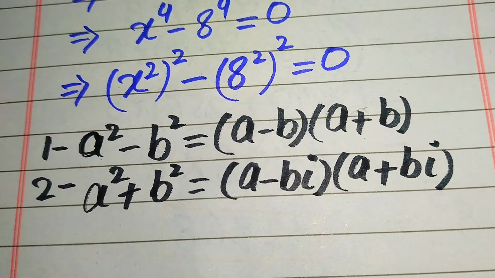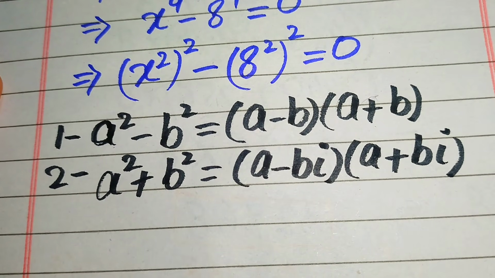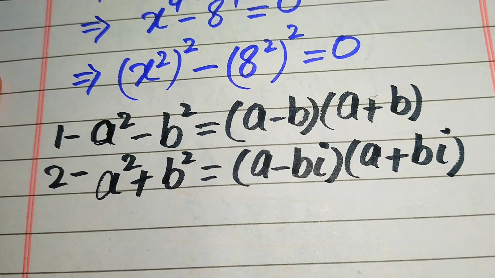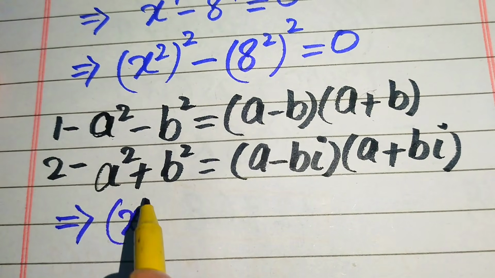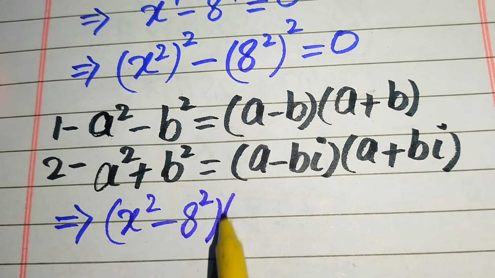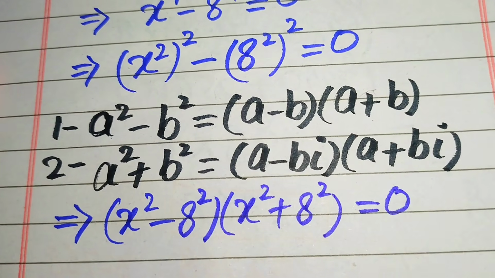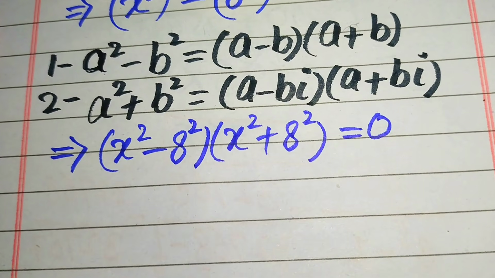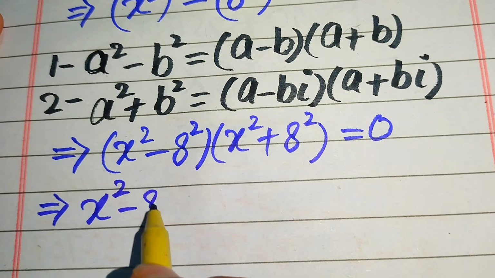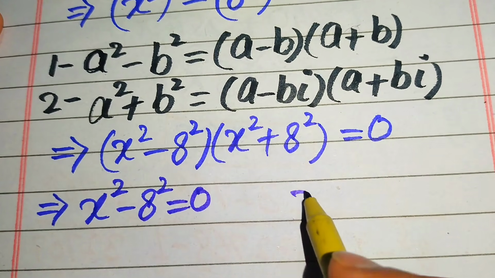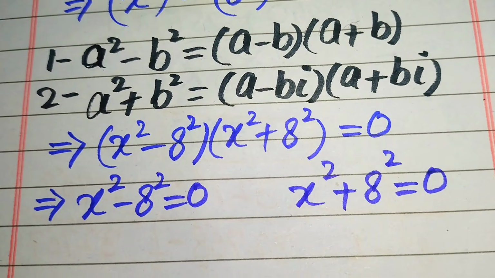So here we need these two formulas to expand the above equation, so we first apply the first formula to the left hand side, and this will be written as x squared minus 8 squared times x squared plus 8 squared, and this whole equation is equal to 0. And further in the next step we divide this equation into two cases. The first case is x squared minus 8 squared equals 0, and the second case is x squared plus 8 squared is equal to 0.